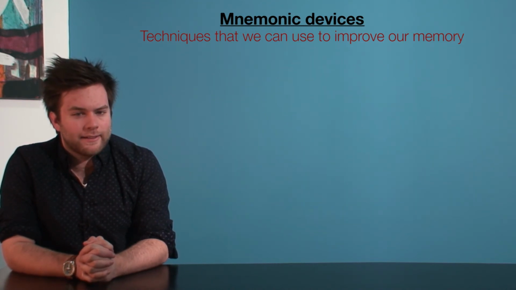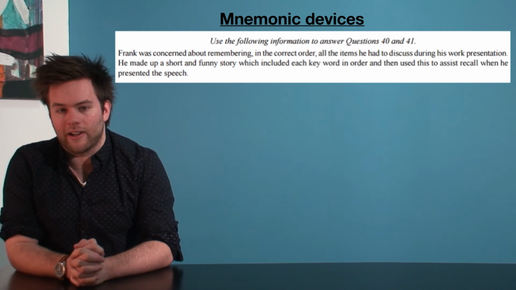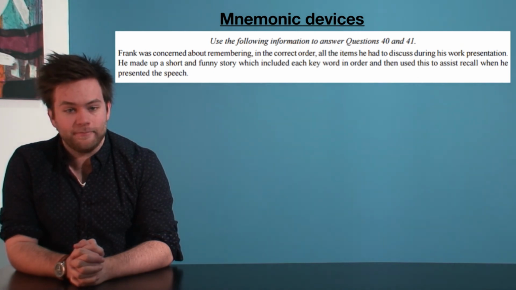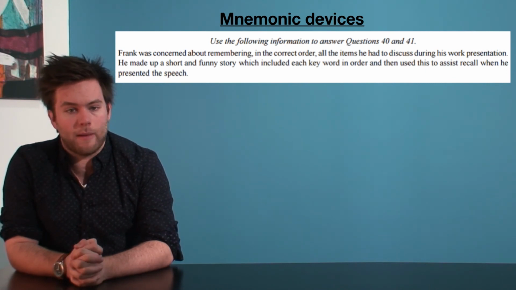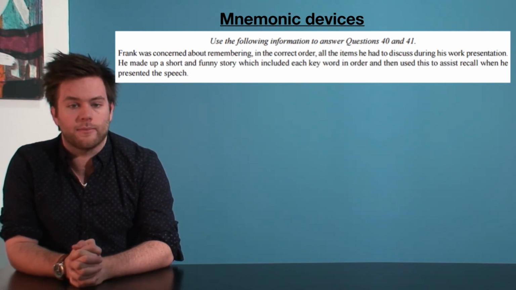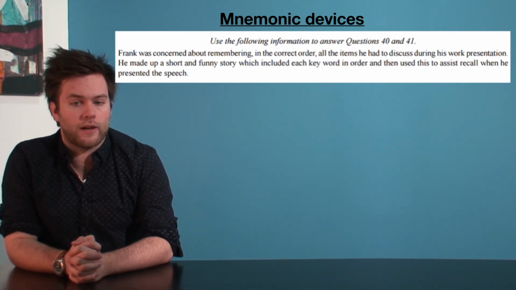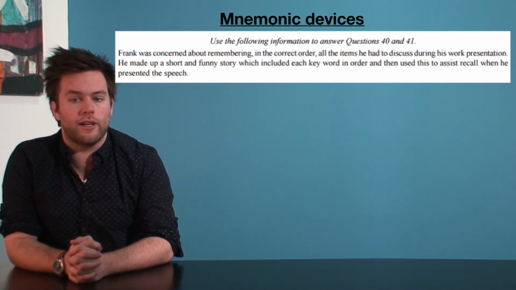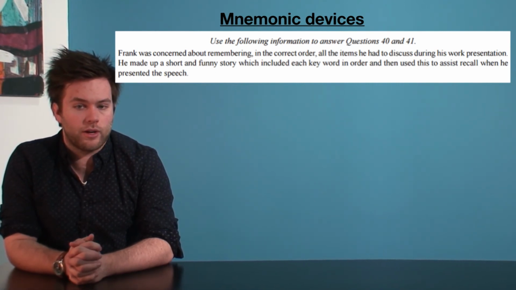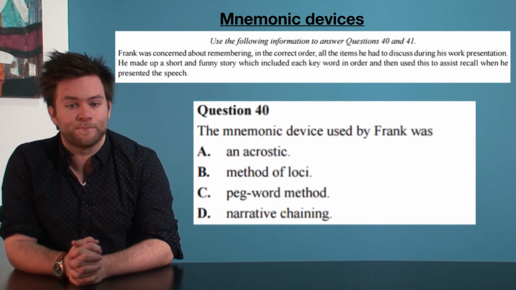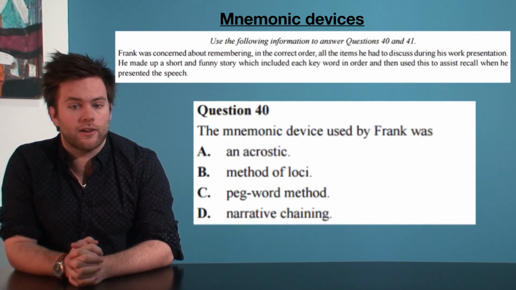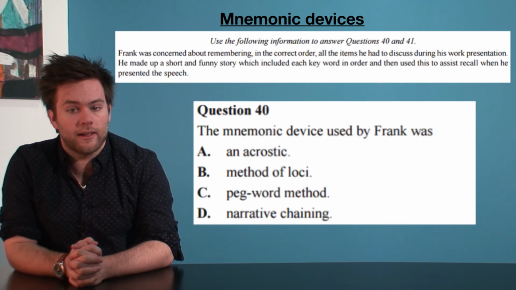Now that we know that, these questions from the 2011 VCAA exam should be very doable. Here, we have a scenario where our old friend Frank is concerned about remembering, in the correct order, all the items he had to discuss during his work presentation. He made up a short and funny story which included each key word in order, and then used this to assist recall when he presented the speech. The mnemonic device used by Frank was A. An acrostic, B. Method of loci, C. Peg word method, or D.